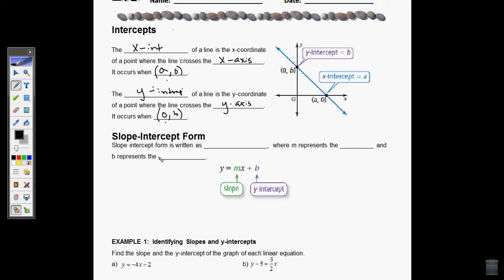So now let's use this information to look at slope-intercept form of a linear equation. Slope-intercept form is written as y equals mx plus b, where the m represents the slope, like we had done before, and the b represents the y-intercept. Okie dokie.